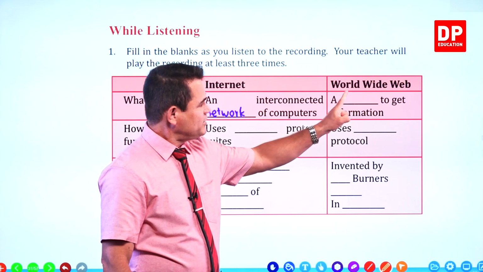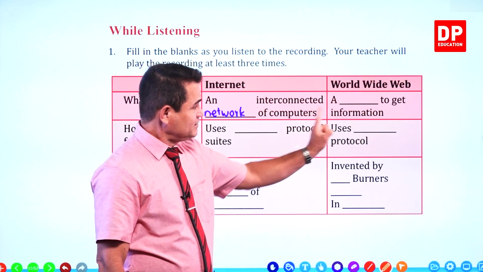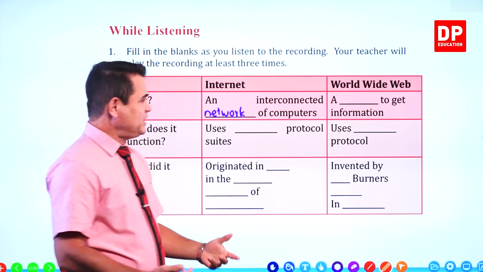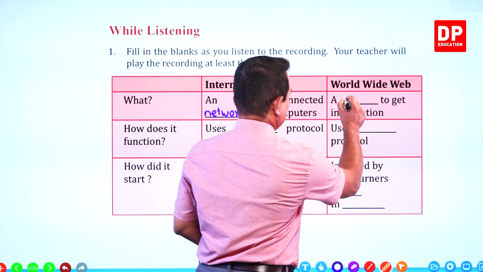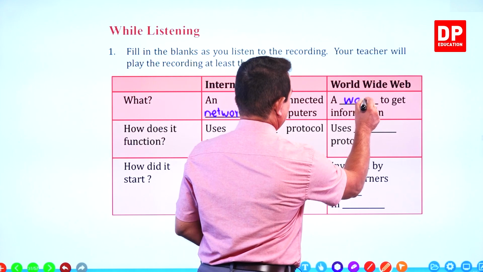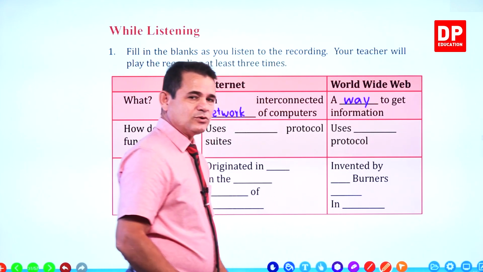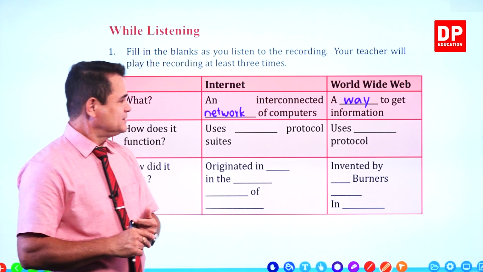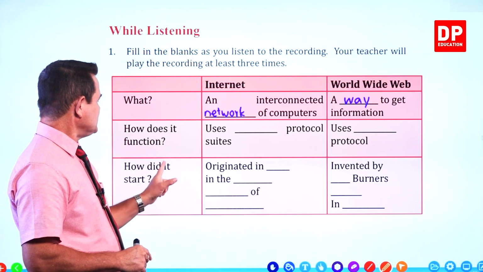And World Wide Web කියන්නේ එතකොට to get information. A way to get information. තොරතුරු ලබා ගන්න ක්‍රමයක් ඒක. Right? Next one, how does it function?